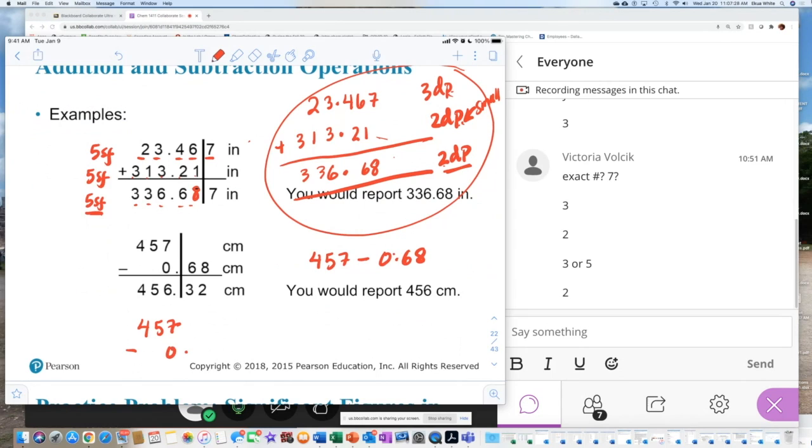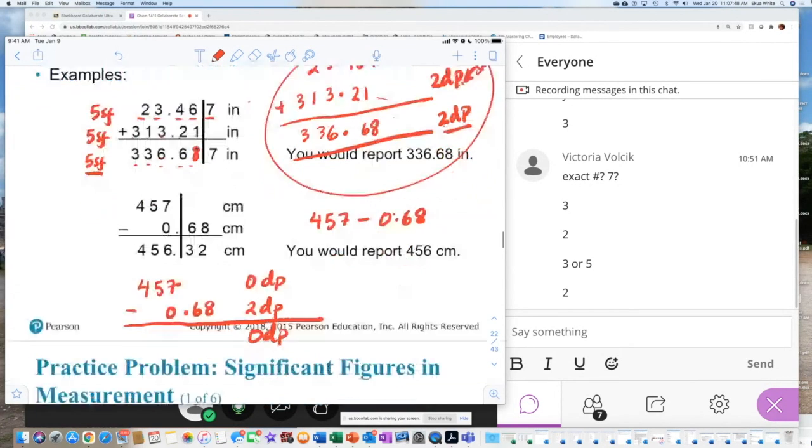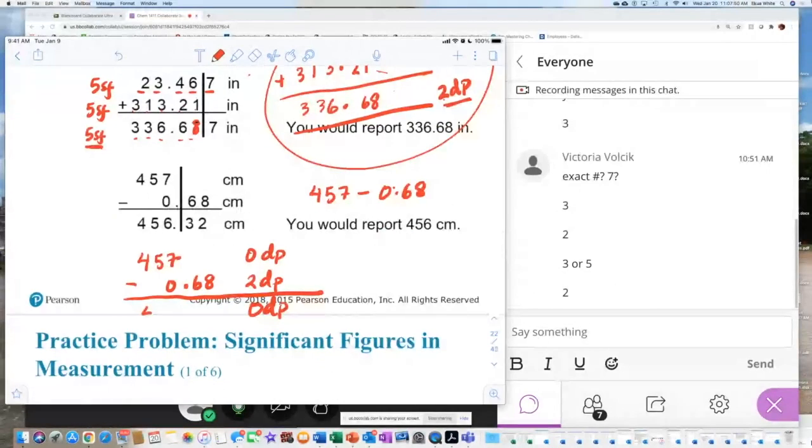Then you have 0.68. Okay, so here we have 0 decimal places. Here we have 2 decimal places. When you subtract, your answer has to have 0 decimal places. Okay, so 457 minus 0.68, I get 456.32. Okay, this can't be my answer because I have 2 decimal places, but I should have 0.